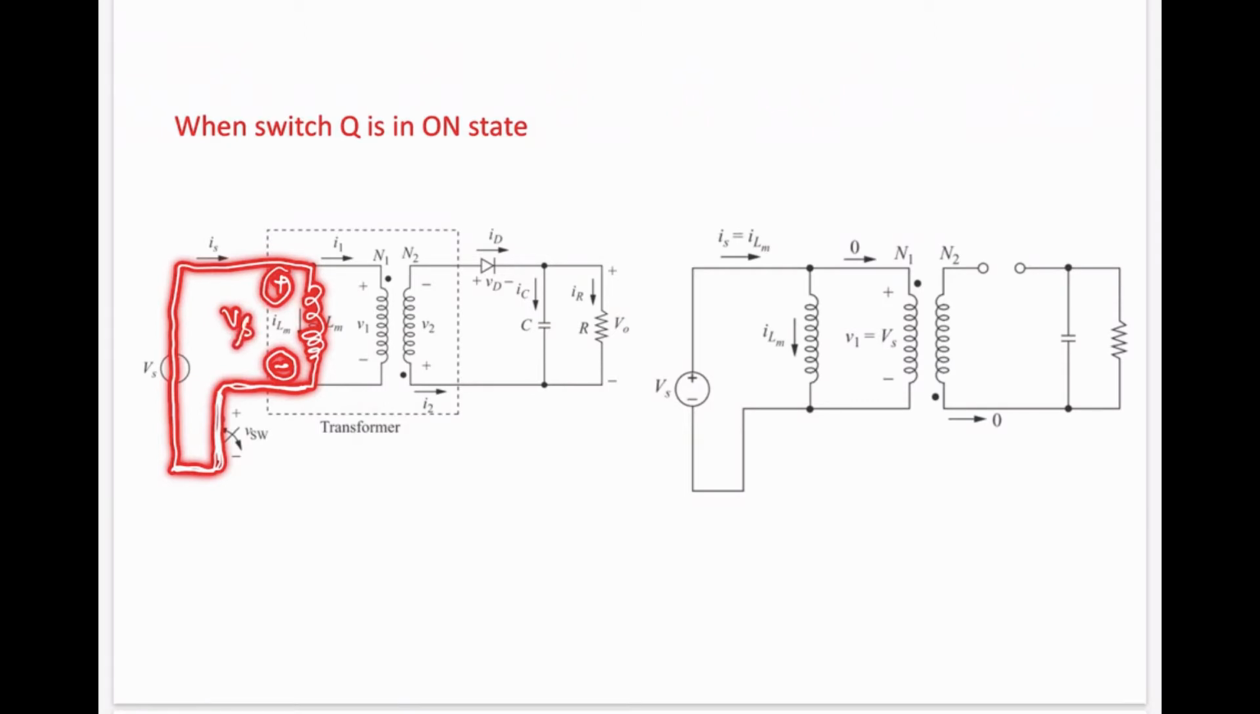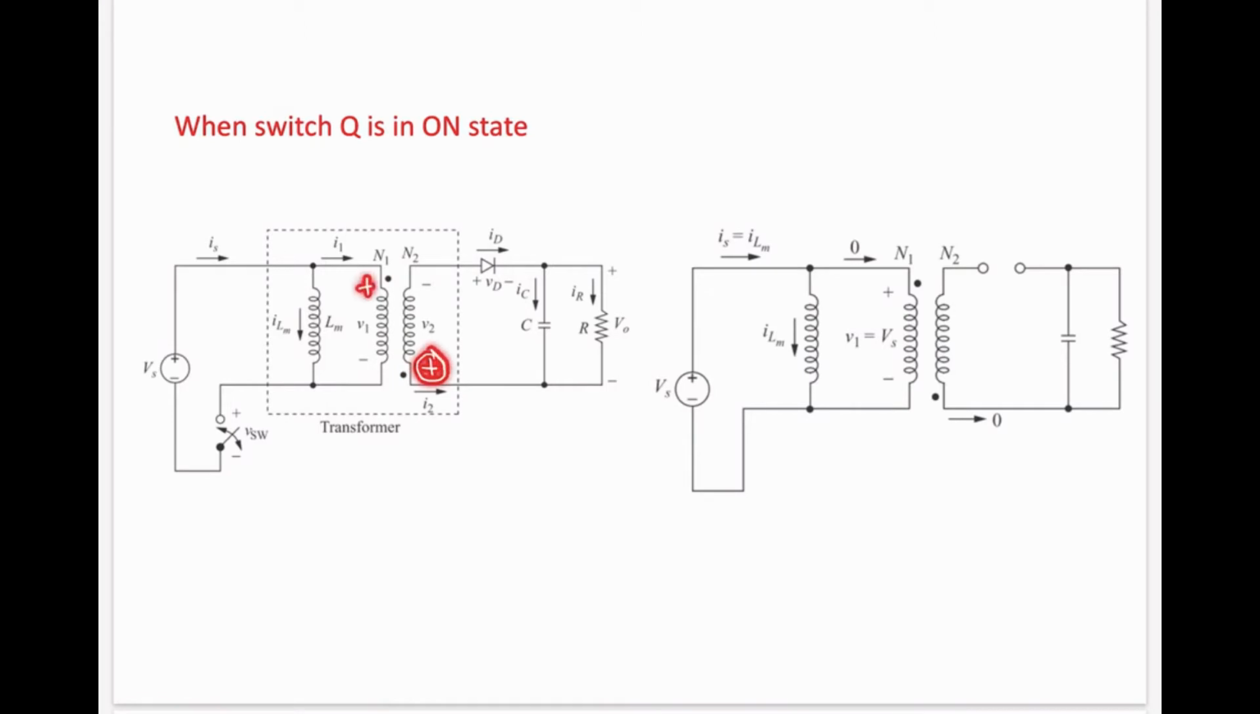At that instant of time, the polarity over here is positive. It means the current is entering into the dotted terminal of your transformer. So if it is entering into the dotted terminal, it must leave from the dotted terminal on the other side. It means this point should be positive when this point is positive. So dot convention is very important. All the dots will be considered as the positive points.